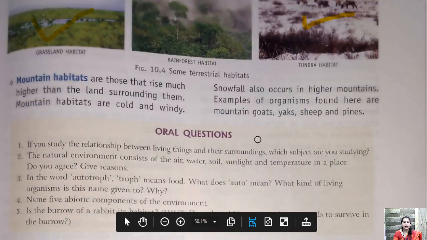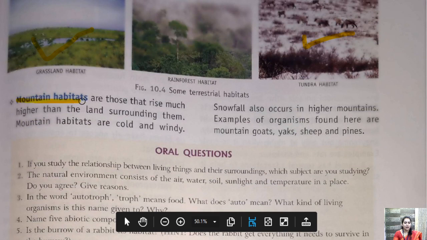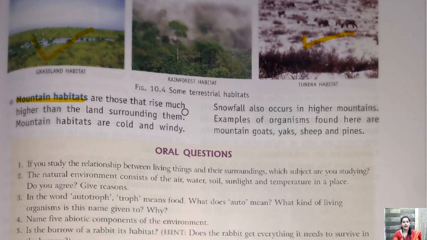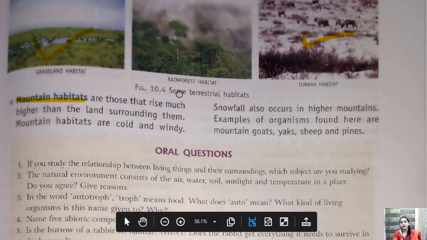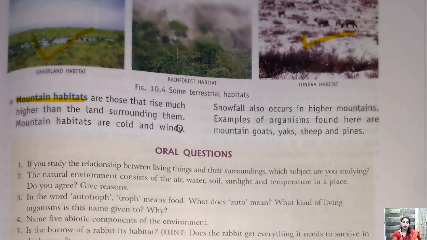All right, then we have one more. We have a mountain habitat. Mountains are those that rise much higher than the land surrounding them. So there in mountain, cold breeze and windy air is there. Snowfall you can find in the mountain area. Okay, so there are few animals that survive in mountain habitat. They are goats, yaks, sheep, pines. They are present in a mountain habitat.